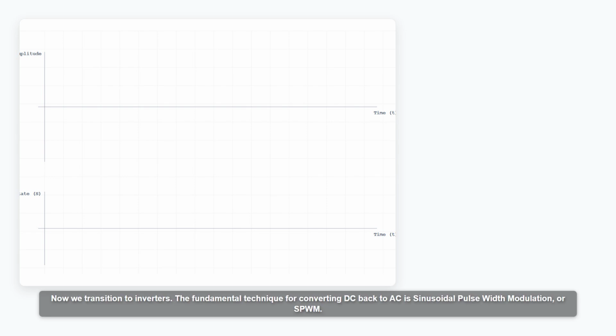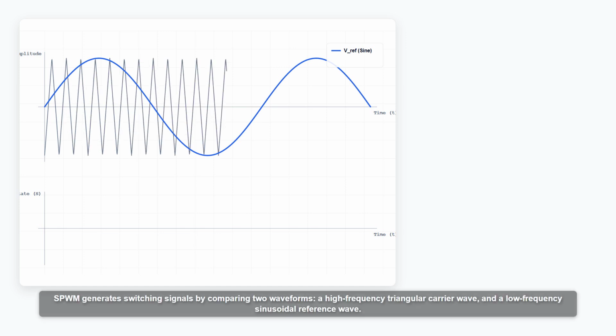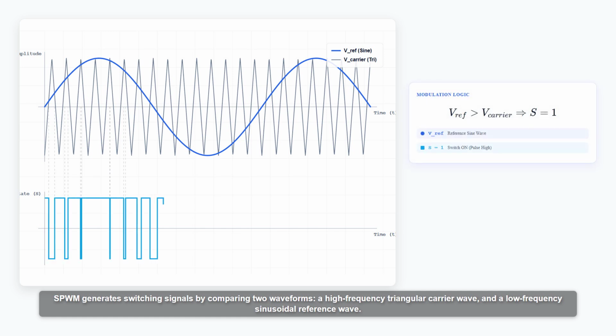Now we transition to inverters. The fundamental technique for converting DC back to AC is sinusoidal pulse width modulation, or SPWM. SPWM generates switching signals by comparing two waveforms, a high-frequency triangular carrier wave and a low-frequency sinusoidal reference wave.